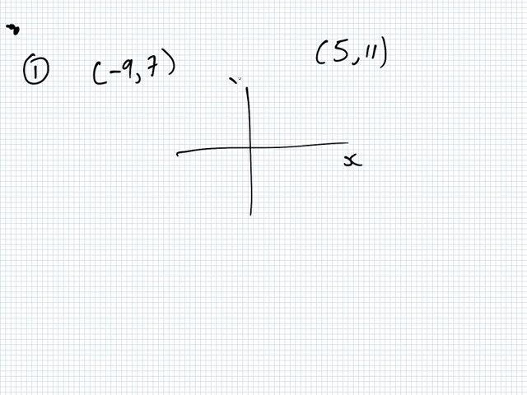Point A is at minus 9, 7, and B is at 5, 11. So if I roughly draw that, minus 9, 7 and 5, 11, something like there. And first we need to find the line which is perpendicular to this and passes through the middle point.